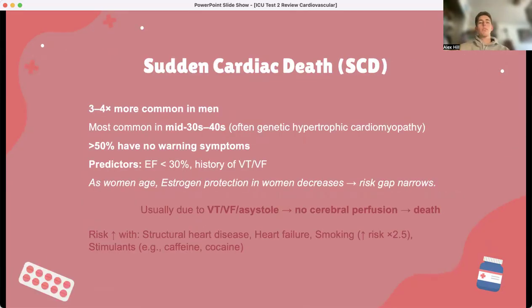Okay. So sudden cardiac death, more common in men. This is usually due to VTAC or VFib or asystole. Usually happens outside the hospital. And estrogen protects women, but as they get older and they're not producing as much estrogen, then that risk gap narrows. And they're more likely to experience it at the same rates that men do.